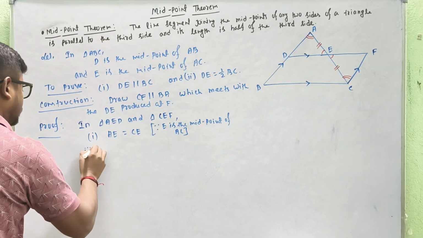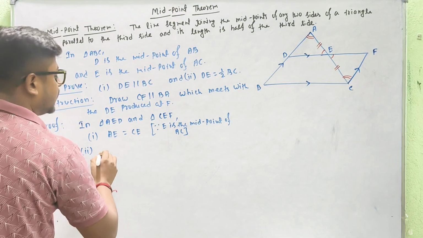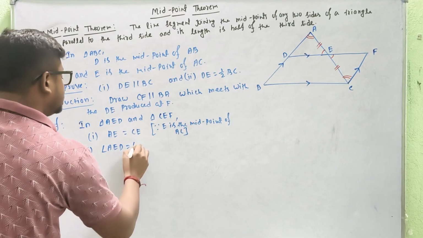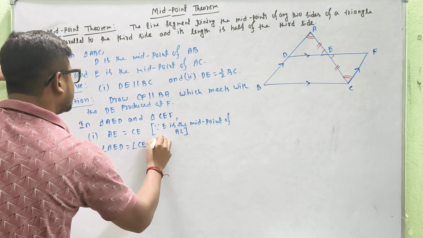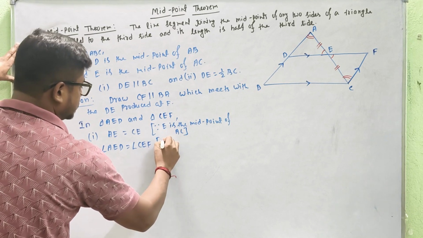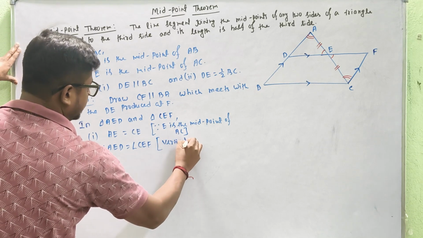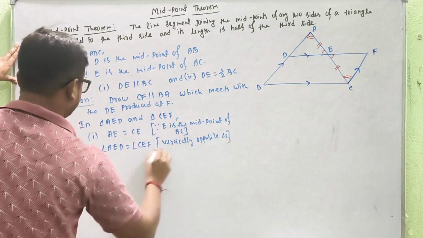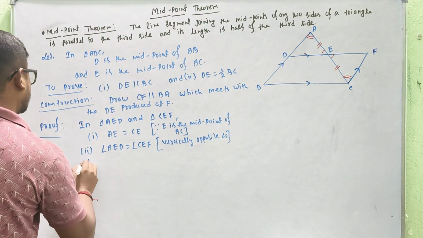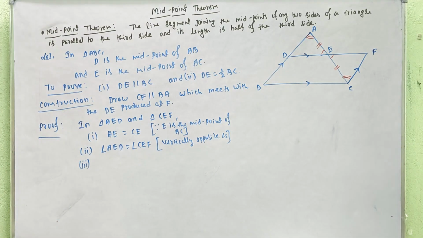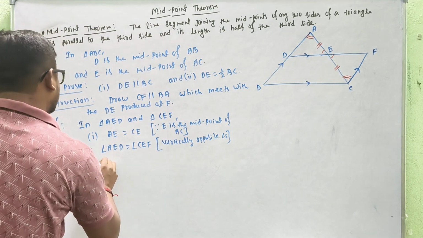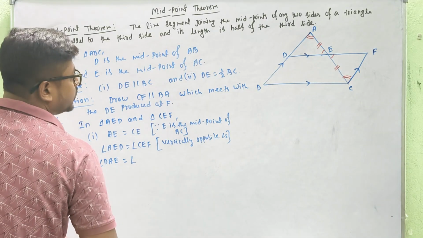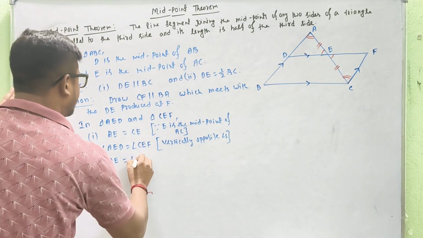Two number condition. What is the two number condition? Two number condition is angle AED equal to angle CEF. They are equal. Why? Because they are vertically opposite angles. Three number condition. What is the three number condition? Three number condition is angle DAE equal to angle FCE.